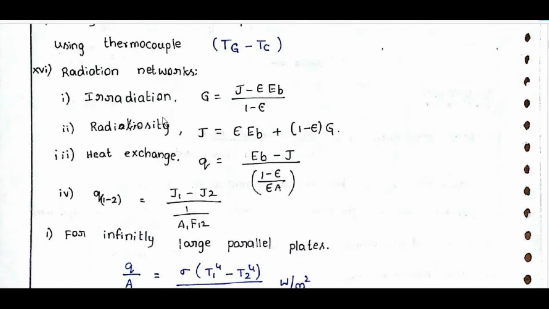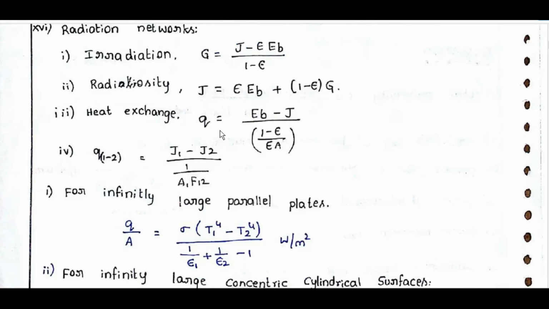Radiation networks: irradiation G is equal to (J minus epsilon EB) by (1 minus epsilon). Radiosity J is equal to epsilon EB plus (1 minus epsilon) G. Heat exchange Q is equal to (EB minus J) by ((1 minus epsilon) by epsilon A). Q12 is equal to (J1 minus J2) by (1 by A1 F12).